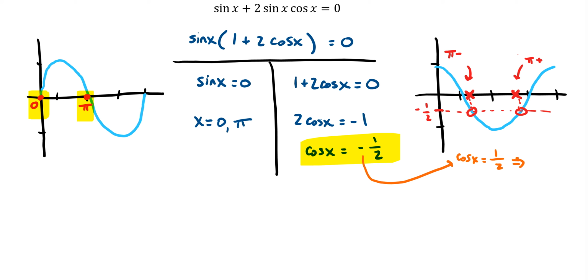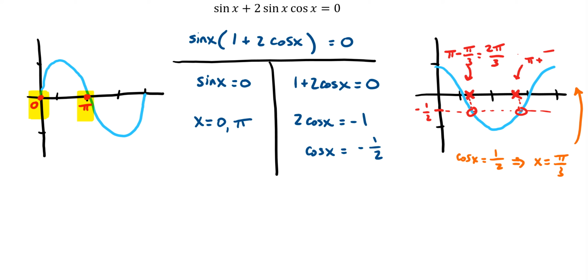So ignore the negative. When does cosine equal 1/2? That's going to be the reference angle of pi over 3. So pi over 3 is not an answer, but that's going to be the value that we're adding and subtracting. So pi minus pi over 3 is 2 pi over 3. And pi plus pi over 3 is 4 pi over 3. And those are the two answers for this equation on the right.